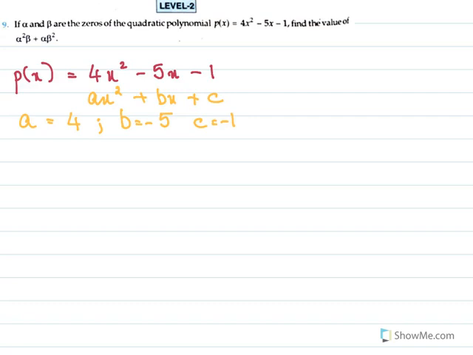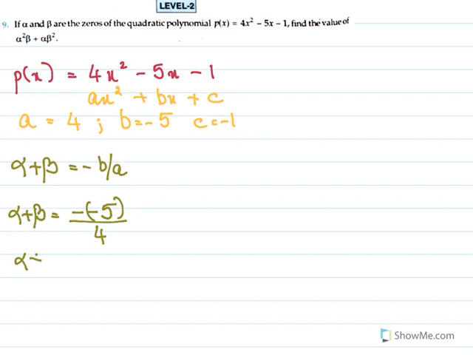The next step, we write the sum of roots. Alpha plus beta equal to minus b by a. So alpha plus beta, b here is minus 5. So this will be minus of minus 5. This is our b. Over a is 4. So alpha plus beta is 5 by 4. Next is alpha beta. Alpha beta is c by a. So alpha beta, c is minus 1 over 4.